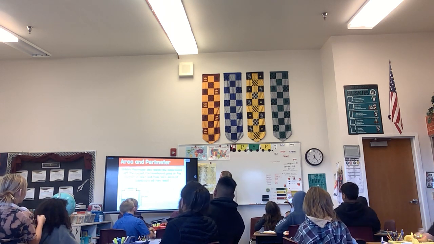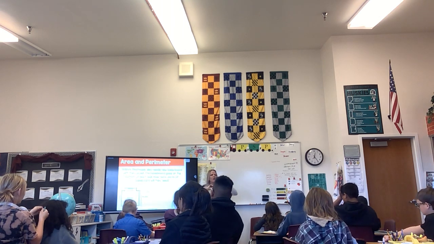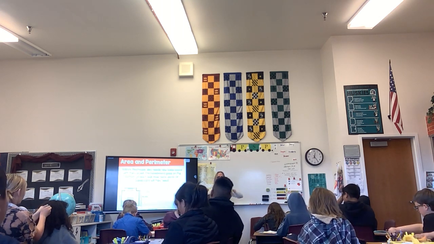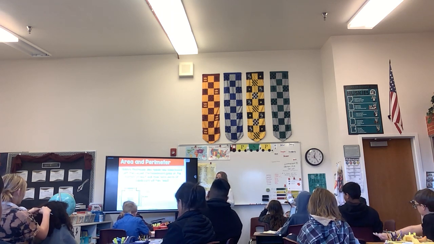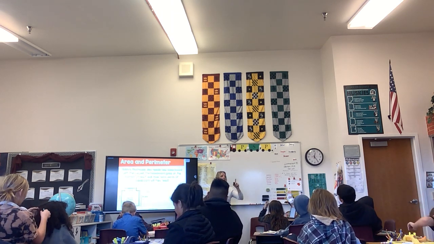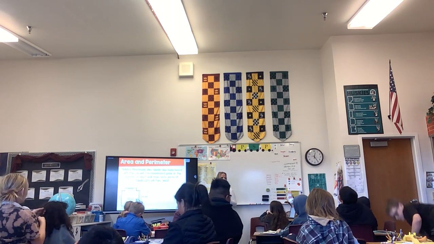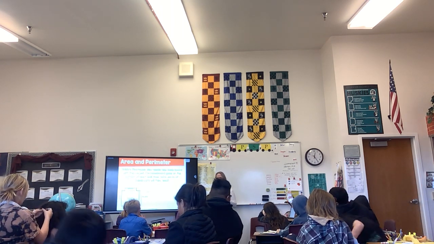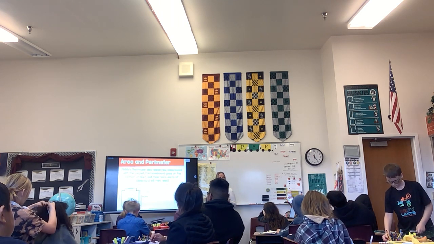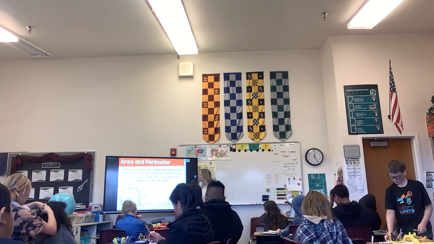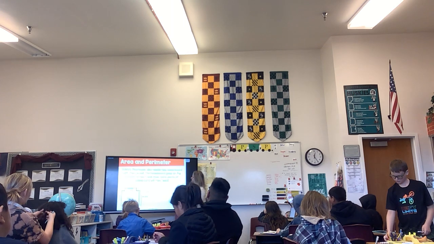Okay, very good. Perimeter means you have to do what, Ryan? You have to do what to find the perimeter? Add or multiply? That's area. Add. You add all the what? You add each side. Each side. So when you're looking at this, let me see what it tells you.